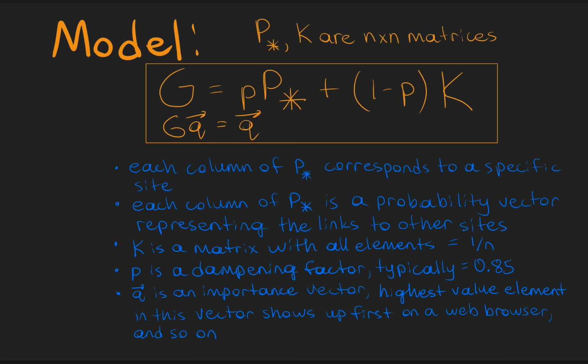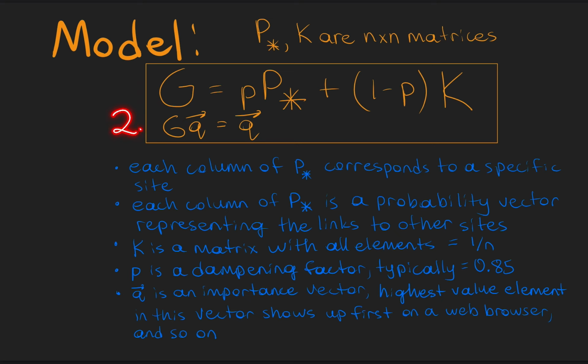K is a matrix with all elements equal to 1 over n. So if we have 15 websites, then K is a 15 by 15 matrix with all elements equal to 1 over 15. P is a dampening factor, typically 0.85. We don't really know what Google uses for their dampening factor, but it's suspected that it's 0.85, but we're not too sure. Usually problems will tell you beforehand what dampening factor to use. And that's our first equation.